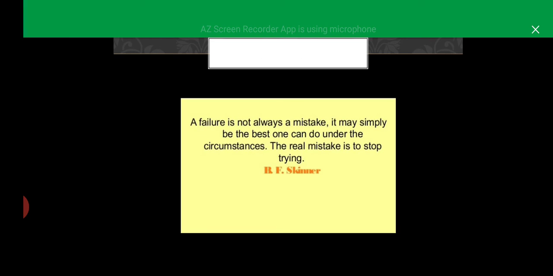Here is the quotation of B.F. Skinner. A failure is not always a mistake. It may simply be the best one can do under the circumstances. The real mistake is to stop trying.